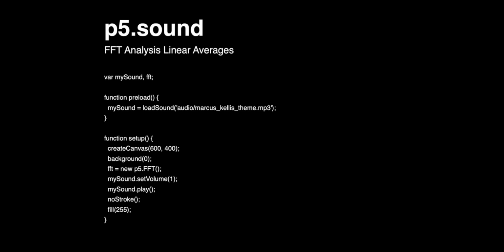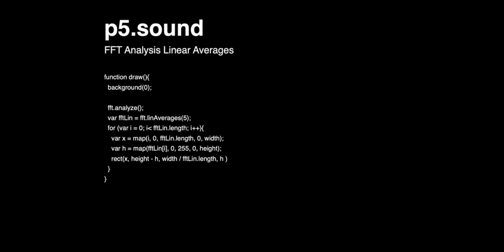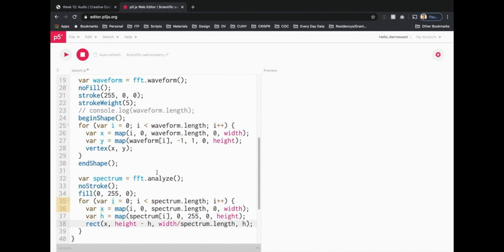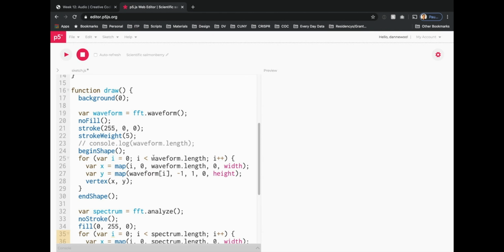The only thing that's going to be different is that we are going to set a variable linear average to be FFT lin averages, and we could say how much we want to average it by, and do the same thing that we did before. Just loop through that number of data points and then plot it on the canvas here. So let's go ahead and play around with that too.